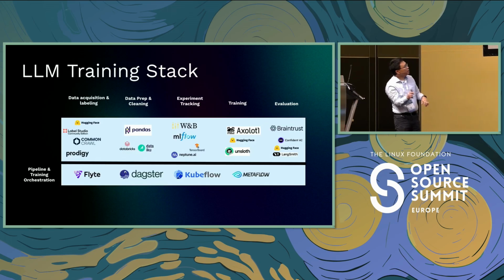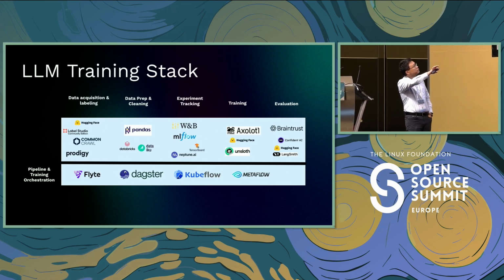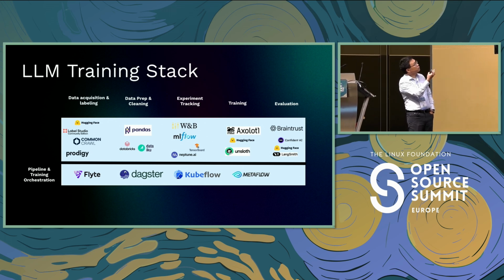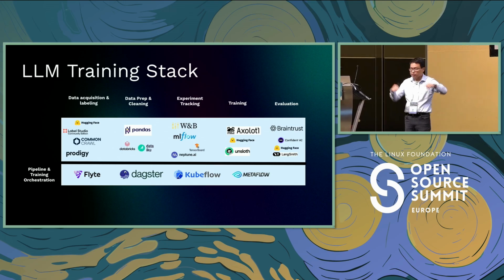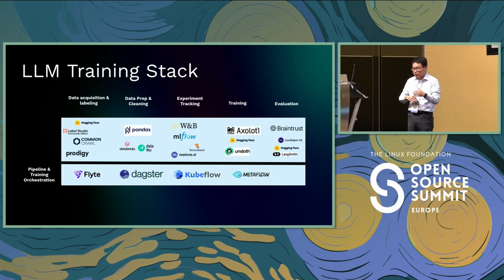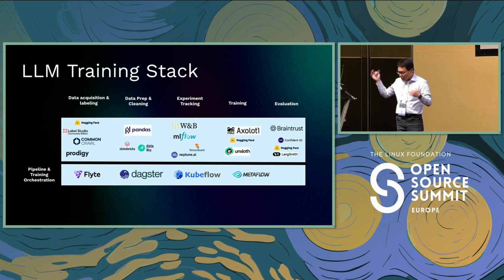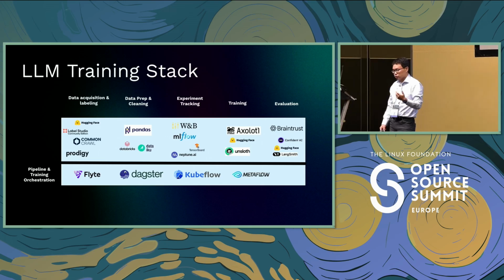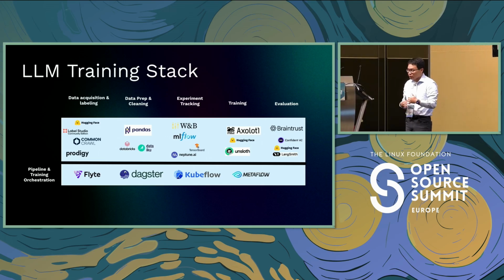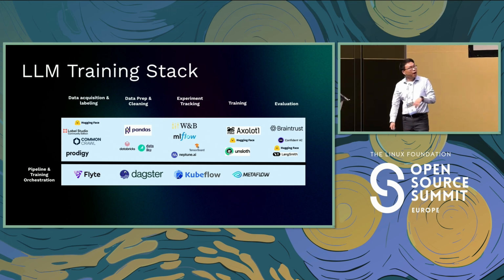The way to think about this entire world is there are different tools in each of these spaces. I'm not going to go through all these tools, but generally speaking, there are tools for data acquisition. Pandas is a very popular open source tool, and I'm sure half of you have heard of it. You can literally load data into Pandas and run a lot of data manipulation to clean it up. Then there's experiment tracking, training, evaluation. All of these steps are typically orchestrated using a pipeline and training orchestration tool, because you're going through all these different steps, and you want it to be deterministic and source controlled. So you're going to use something like Flyte or Dagster to do all this.